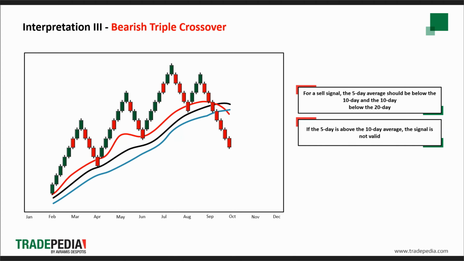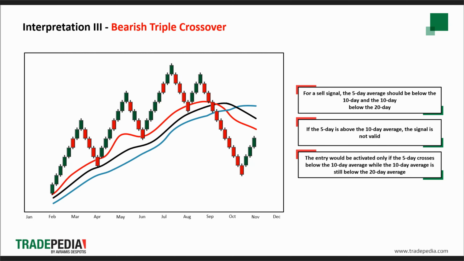However, if you want to look at a real signal, the entry is only activated if the 5-day crosses below the 10-day average and the 10-day average is also below the 20-day average. So the 5-day average, the shortest term, crosses below the 10-day average, the medium term, and then the 10-day average is also below the longest term moving average, which in this case is the 20-day moving average. I know it sounds like a lot.